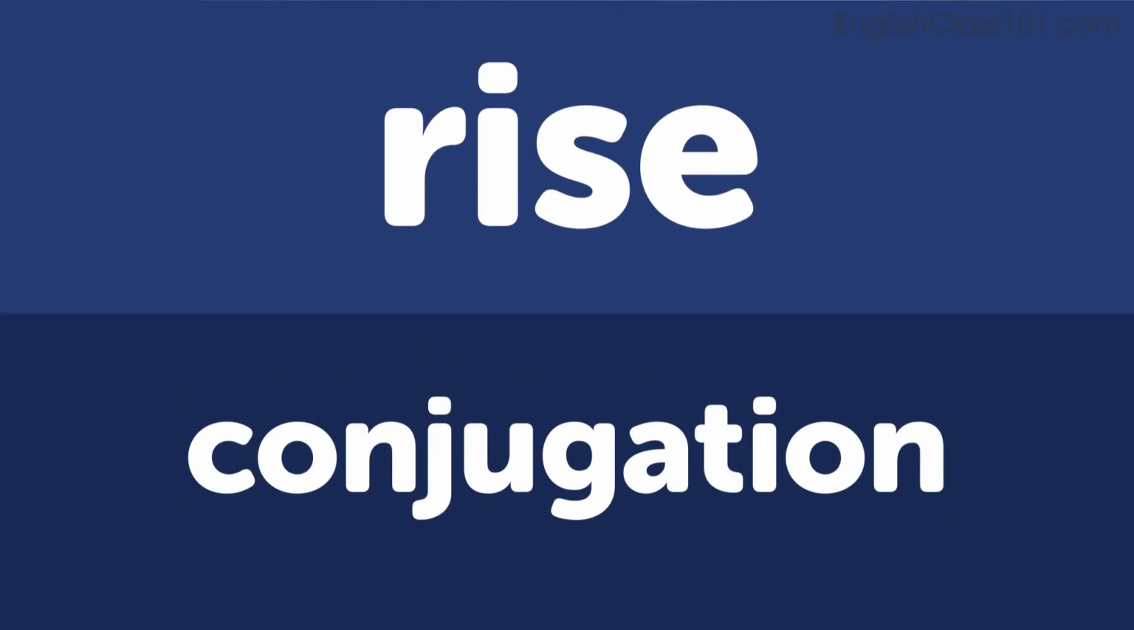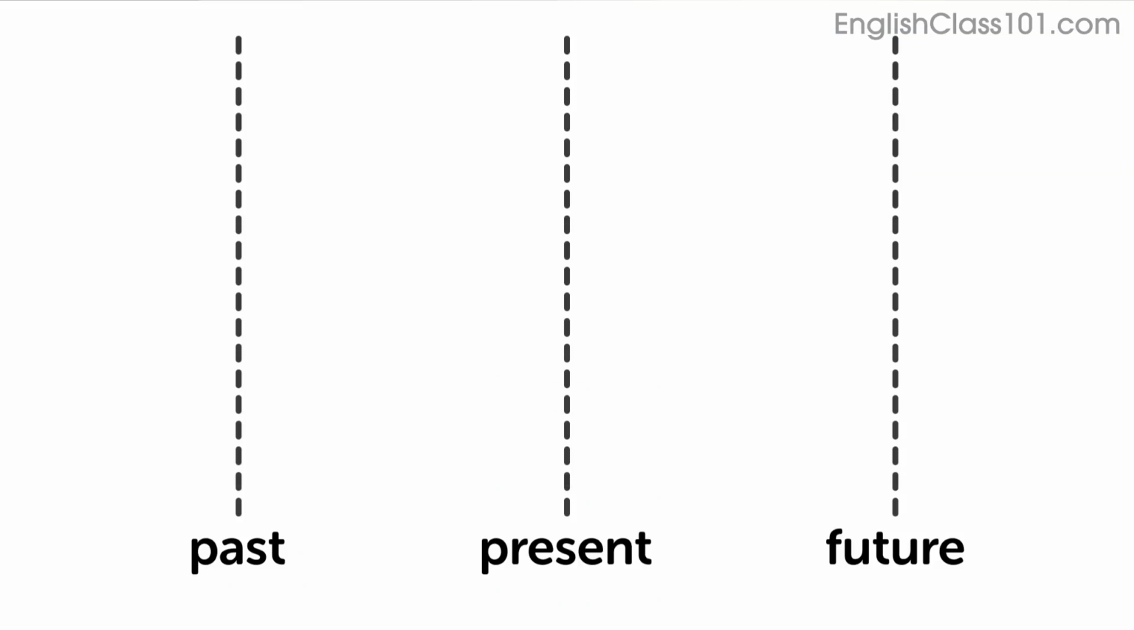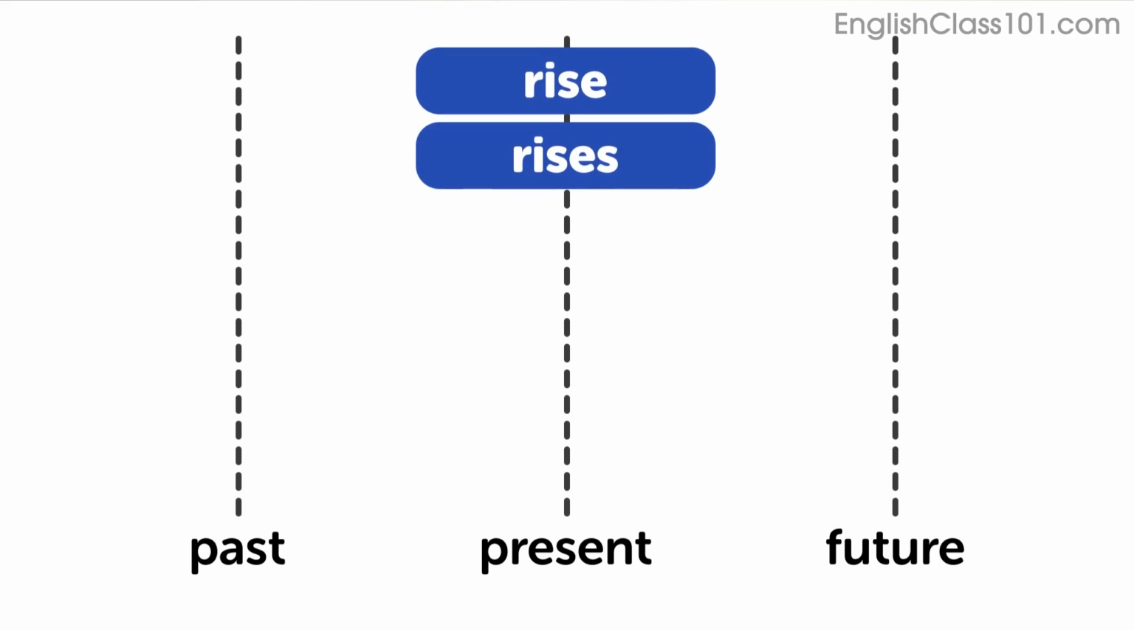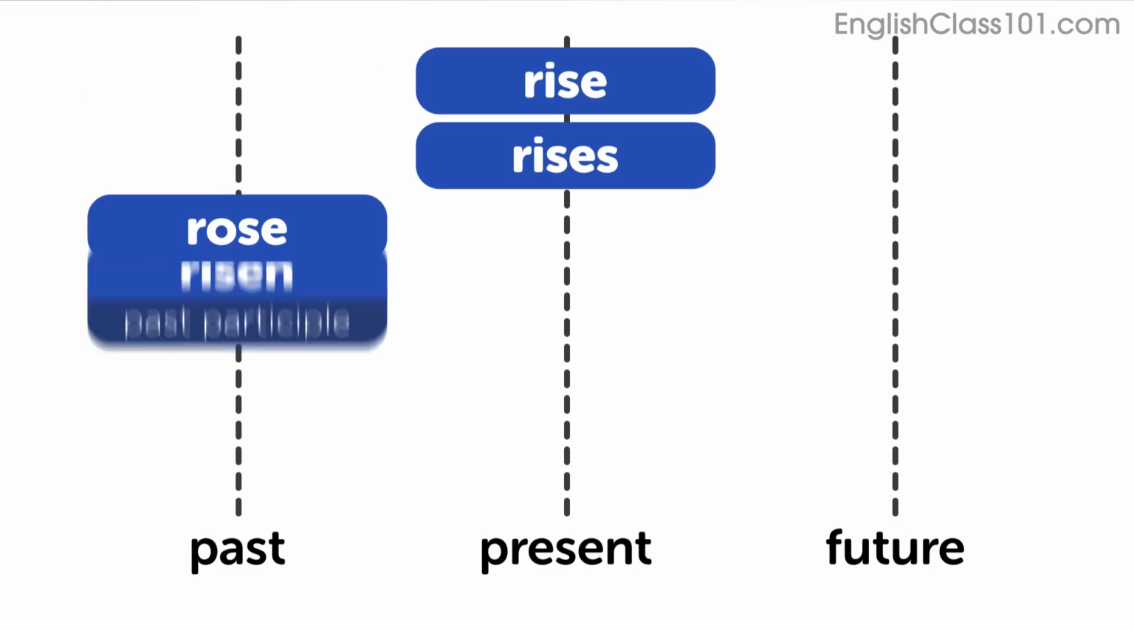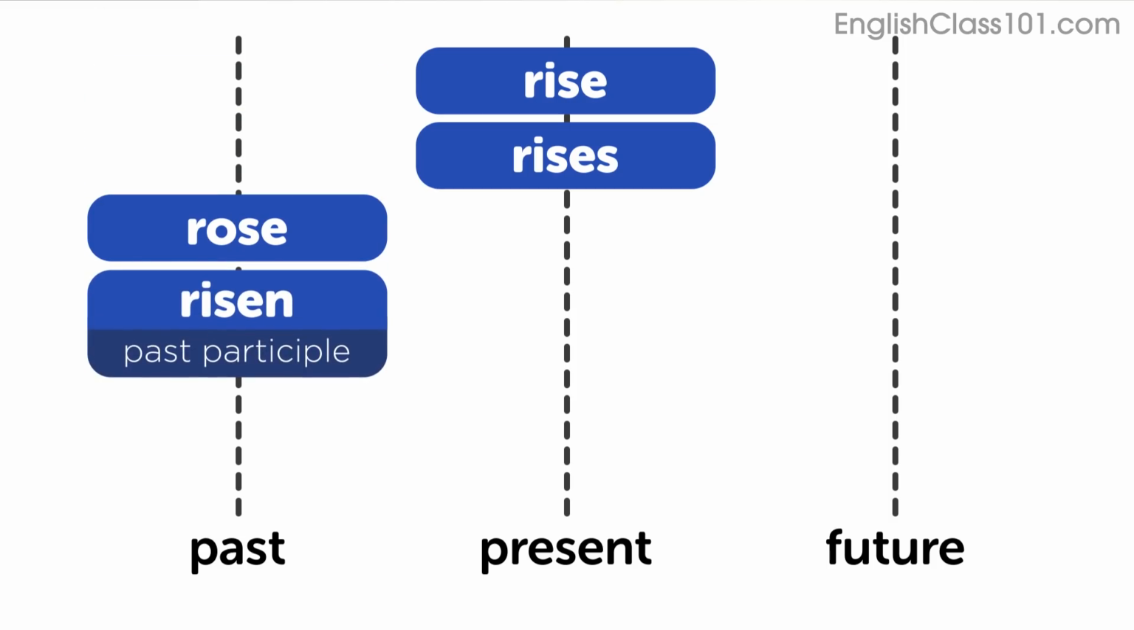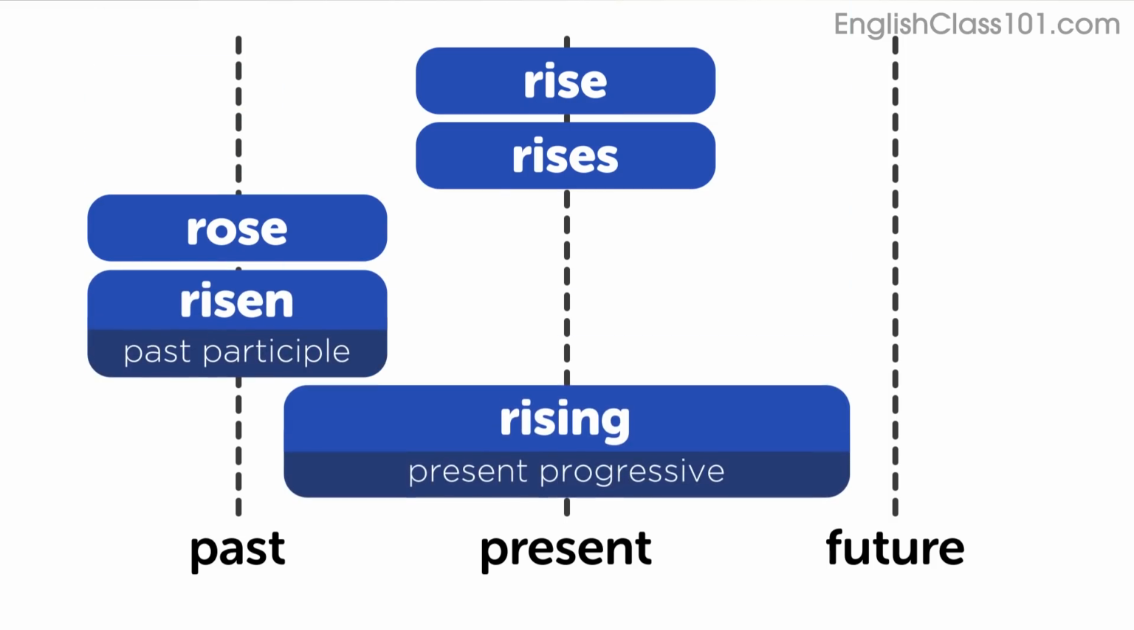Okay, now let's look at the conjugations for this verb. Present, rise, rises. Past, rose. Past participle, risen. Progressive, rising.